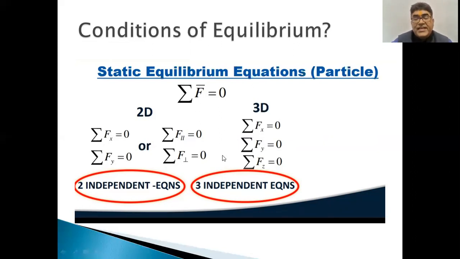Not only the x and y-axis, any plane can be considered as the x-axis. The summation of all the forces parallel to the plane should be equal to 0, and the summation of all the forces perpendicular to any plane should be equal to 0. In 3D, we can write the forces as summation of Fx is equal to 0, summation of Fy is equal to 0, and summation of Fz is equal to 0.